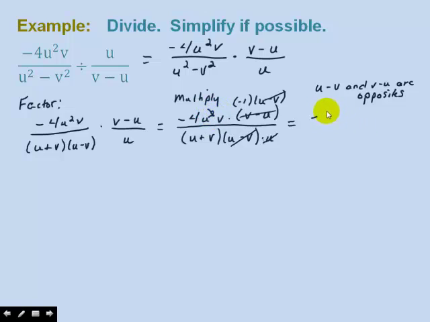So what we have left in the numerator is a negative 4uv, and we also have the negative 1 that we had up here. In the denominator, all we have left is u plus v. So now to finish this, notice in our numerator we have a negative here and a negative here that are multiplied together. So if we multiply those two negatives, that'll just give us a positive. So we just end up with a positive 4uv over u plus v.